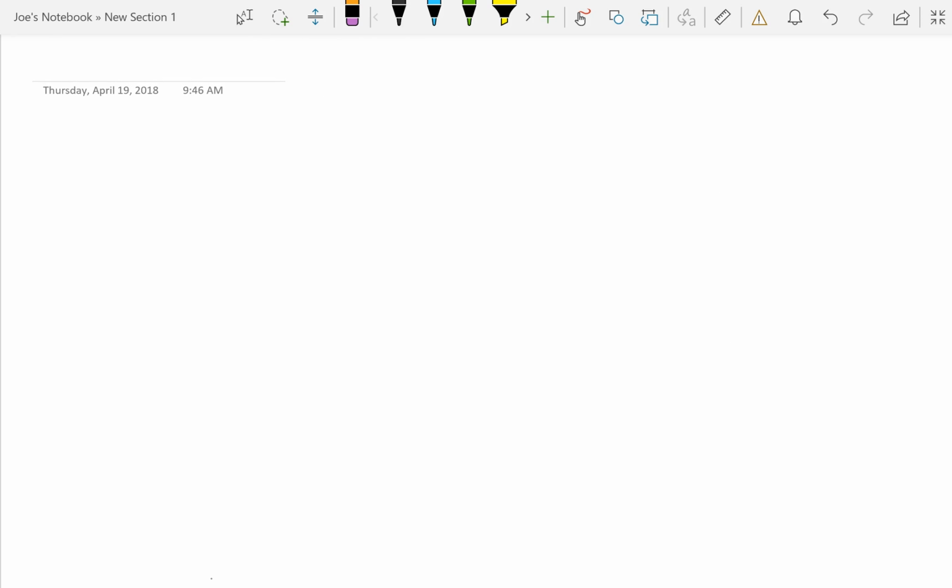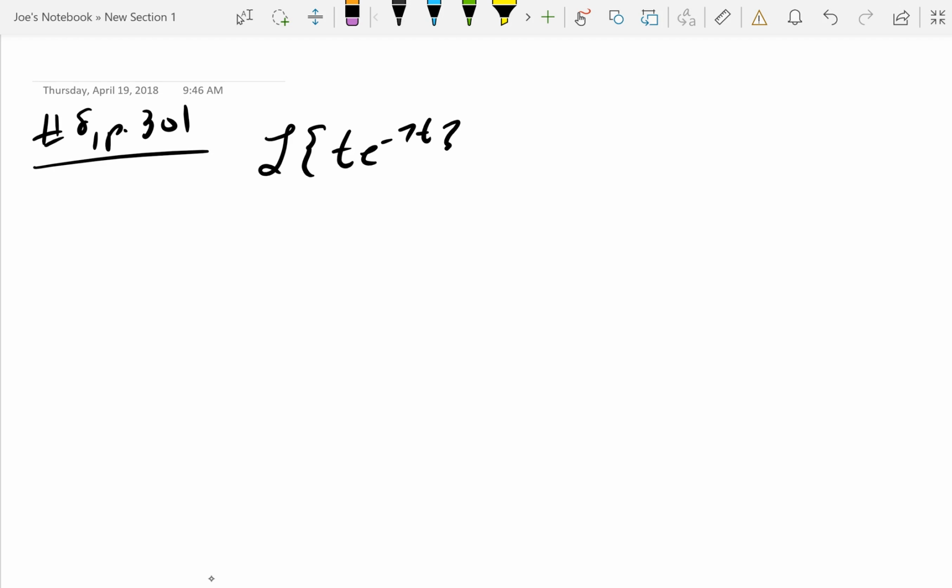Thought I would just go ahead and do some review problems that are in the review section of your textbook. So these review problems start at the bottom of page 300. The ones I'll be doing are actually starting on page 301. So if we just look at a few of these, this is number 8 on page 301. This one asks for the Laplace transform of t e to the minus 7t.